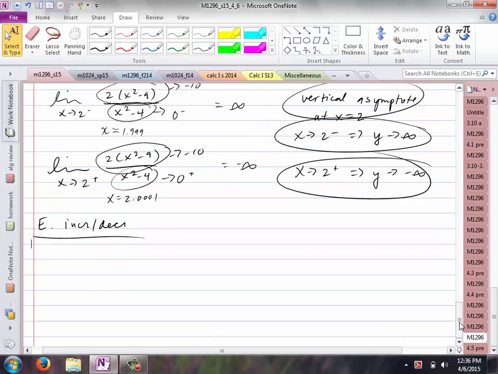Alrighty, increasing, decreasing. So what are we going to have to do here to test where the function's increasing or decreasing? First derivative, and we're going to see where that first derivative is doing what? Equal what? 0 or DNE.